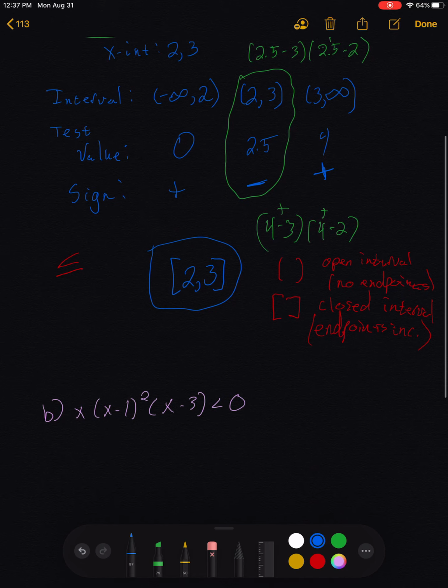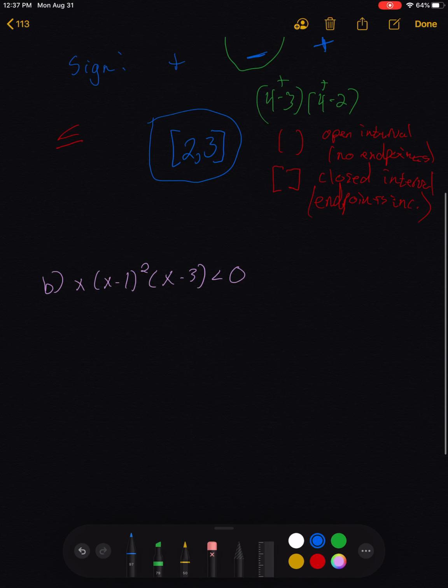All right, I want to take a look at another example. Now, in this case, the inequality isn't actually quadratic. It's an even higher degree. If we were to expand this out all the way, it would be a 4th degree polynomial. So this approach works for any polynomial inequality that's not linear. So not just quadratic, but cubic and quartic and so forth.